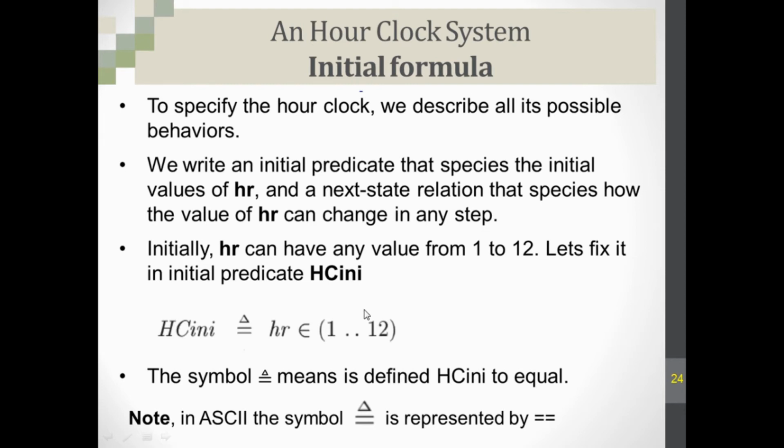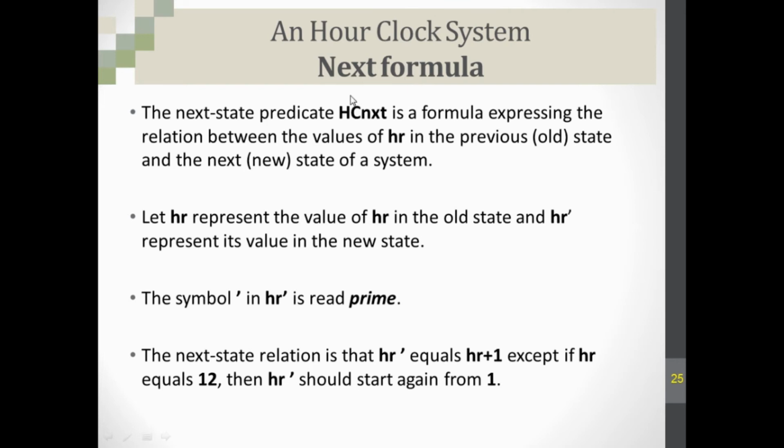And here is how to write the initial formula. This is the formula name, and then double equal, and then HR takes any value from 1 to 12. So this is the initial formula. So we come to the next formula.